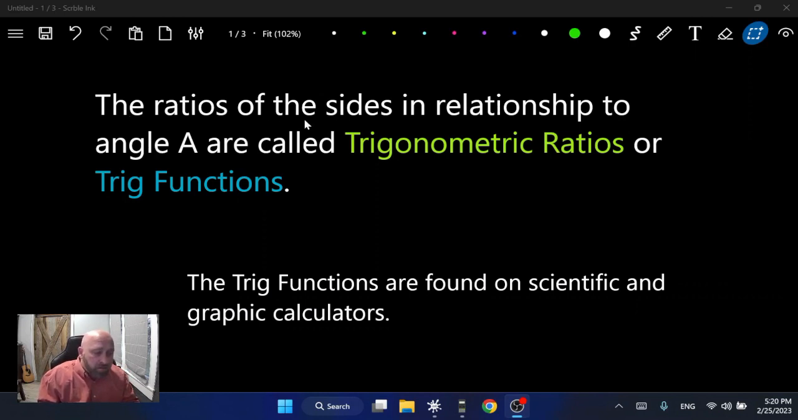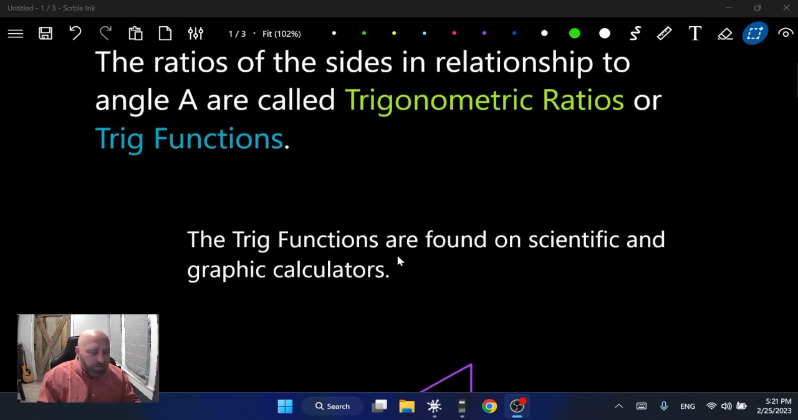All right, the ratios of the sides in relationship to angle A, we'll just call it angle A being the angle we're using, the angle we're working with. So they are called trigonometric ratios or trig functions. Most of the time you hear people call them trig functions or trigonometric functions. Trig ratios, you just don't hear it as much. So trig functions. What is a trig function?